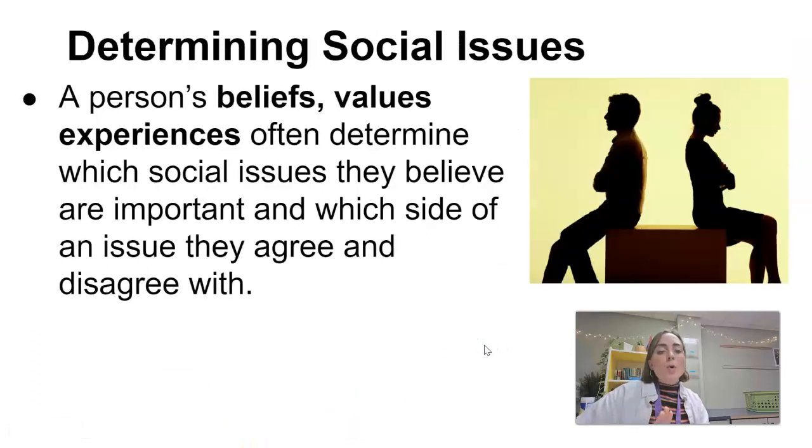In order to figure out what social issue is important to you or stands out to you, we have to think about our beliefs, our values, our experiences, our identities. These often determine which social issues we believe are really important and what side of these arguments we fall on. So I want you to take a little bit of time today to think about what is important to you. What beliefs and values do you hold really strongly that you would be willing to fight for, or that you want to see changed in the world? That might help you think of a social issue that you could do for your project.